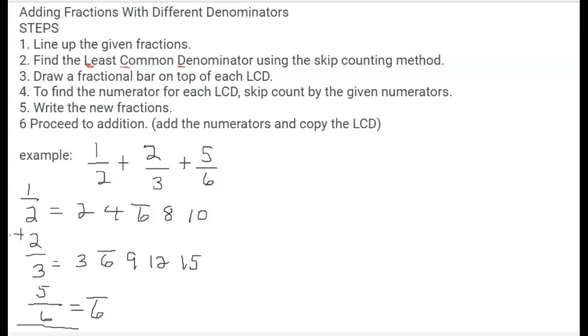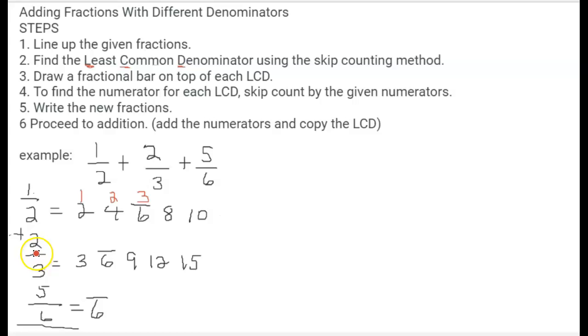So I am going to do the same way on my numerator. I have to skip count also using my numerator here as what my step 4 says. To find the numerator for each least common denominator, skip count by the given numerators. So my first numerator here is a 1, so I'm going to count by 1 starting from the top of my first multiple here, so 1, followed by 2, and followed by 3, and I have to stop here, okay?